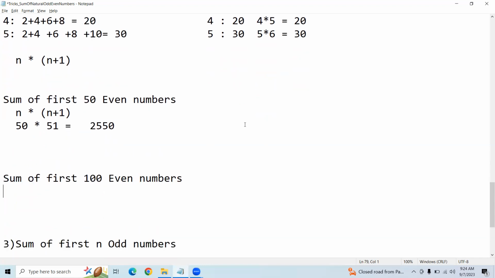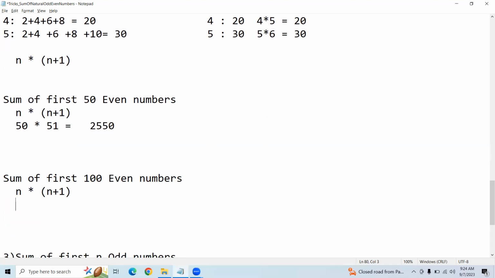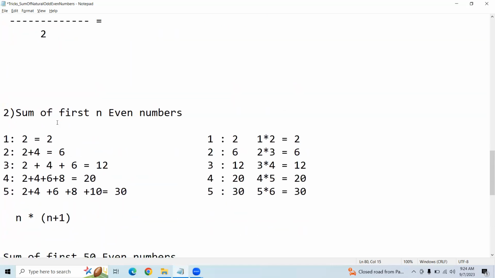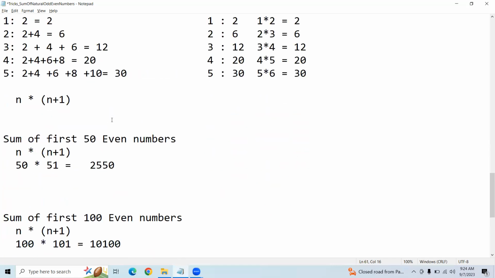Let's go for the sum of first 100 even numbers. You can copy the same formula. Whenever you solve any problem, try to write down the formula so you get more practice and you'll be able to recall it for a longer duration. So what is the value of n over here? 100. 100 plus 1 will become 101, and 101, 0, 0. So the sum of first 100 even numbers is 10100. So what we need to do for first n even numbers, you just take n and multiply it with n plus 1. That's it. You'll get your answer.